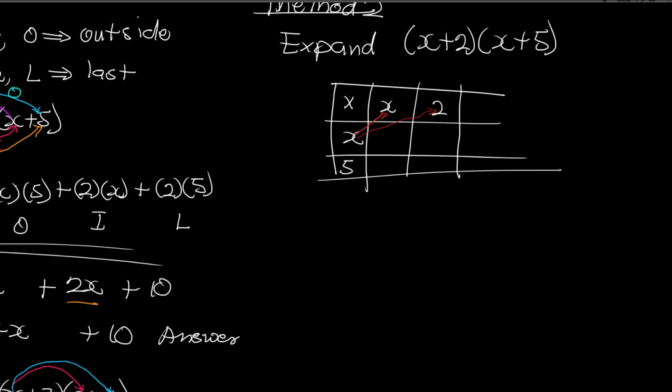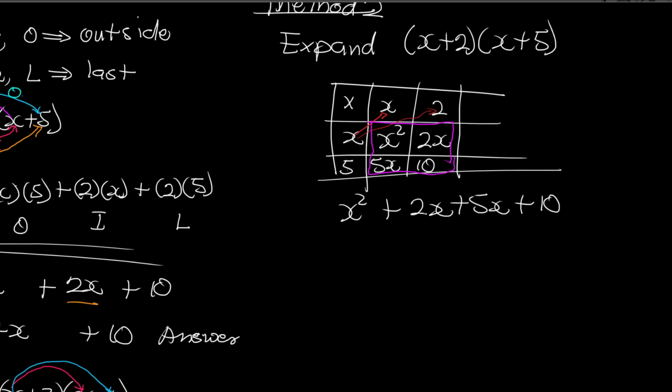X and x will give me x squared. X and 2 would also give me 2x. Now I multiply 5 and x. So 5 times x will give me 5x and 5 times 2 will give me 10. Now after doing this, I add what is in this bracket. I add them. I get x squared plus 2x plus this term 5x plus 10. The same way I group like terms. Get x squared plus 7x plus 10. And this is the same result we got for the first method.